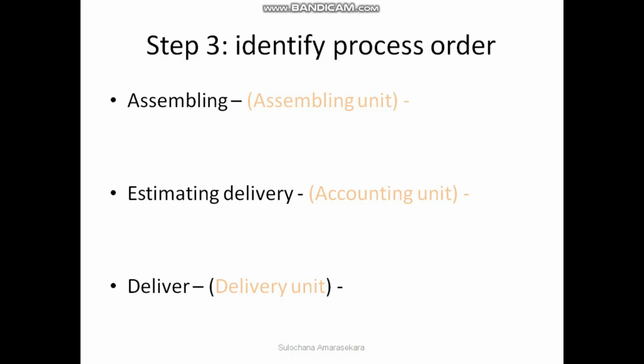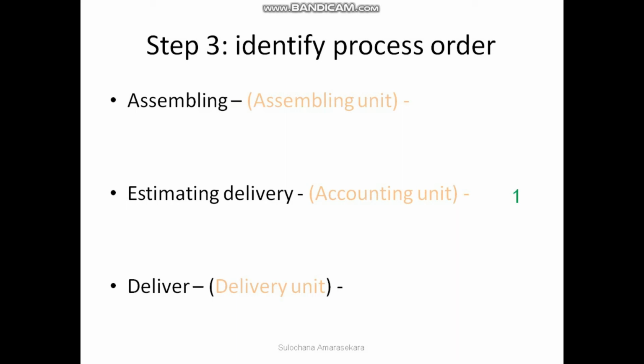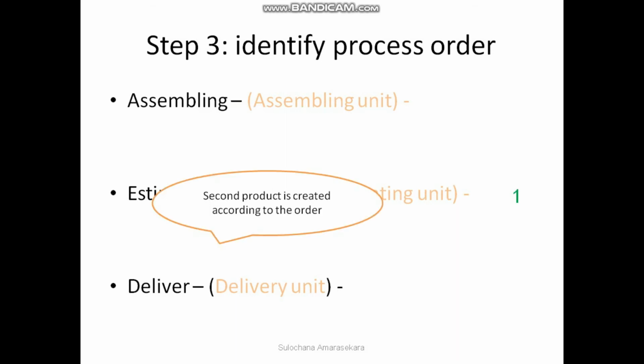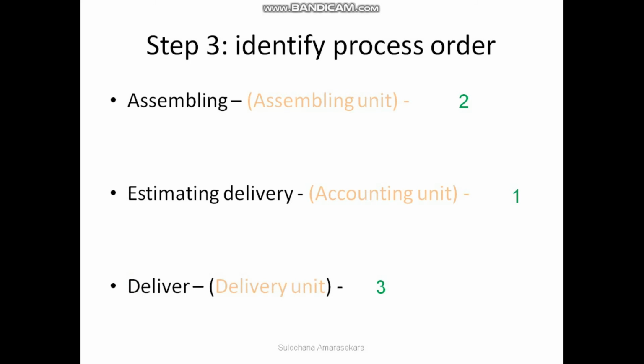Step 3, we need to identify the processing order of each working unit. Normally we need to study the ordering information. Because of that I put 1 for the accounting unit. After that the accounting unit gives the order to assemble the parts. Because of that I put 2 for the assembling unit. Delivery is done as the last process. Because of that I put 3 here.